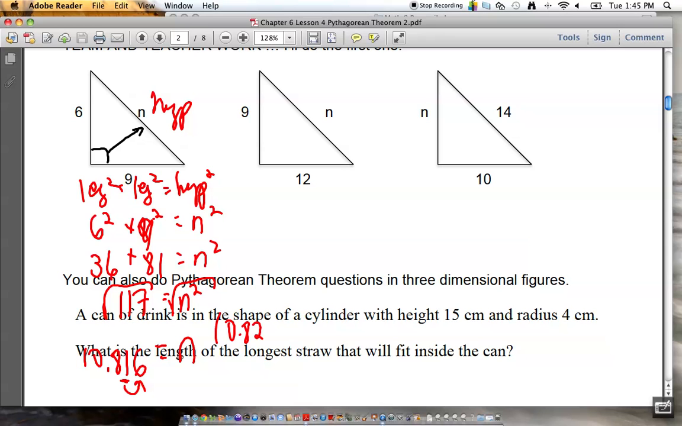Okay, you try the middle one. Go ahead. Sometimes they don't need to be rounded off, sometimes they do.